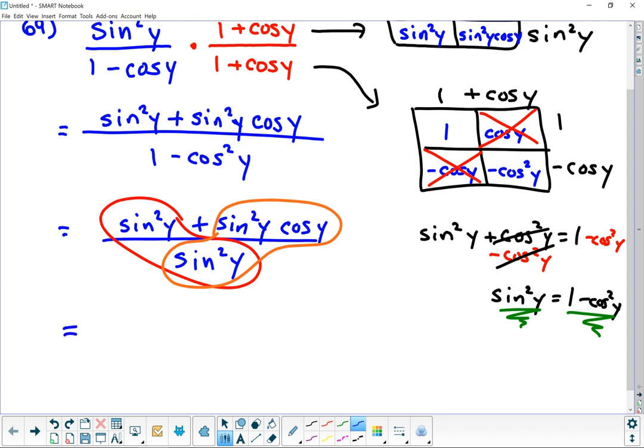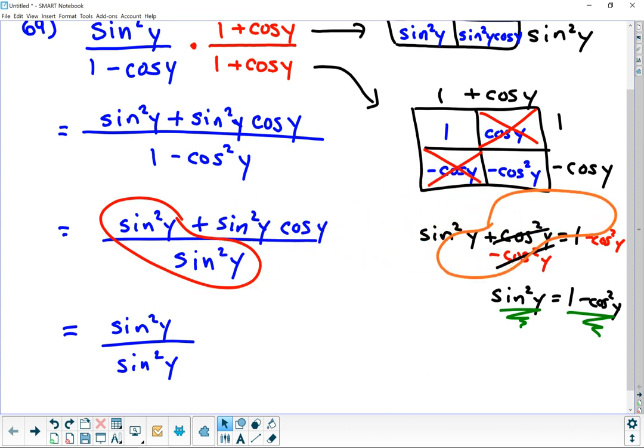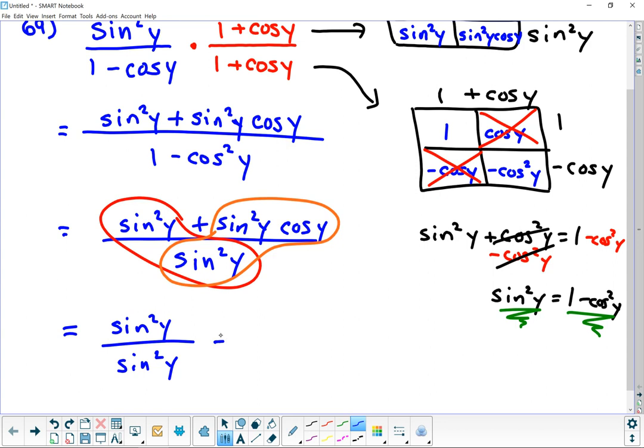Loop-de-loop, right? So by doing that loop-de-loop, we will have a sine squared y over sine squared y, and that's the first loop-de-loop. That is just doing that right there. The second one is plus sine squared y cosine y over sine squared y. You might notice that these right here will simplify down to 1.